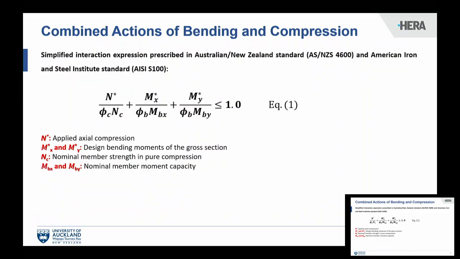Based on the New Zealand Design Standard and the American Iron and Steel Institute, a simplified linear interaction equation is specified for the design of beam columns. Based on this method, you need to calculate the pure strength of the cross section for each applied load: compression, major axis bending and minor axis bending. So you need to use the direct strength method here.